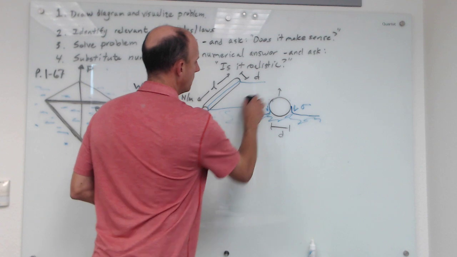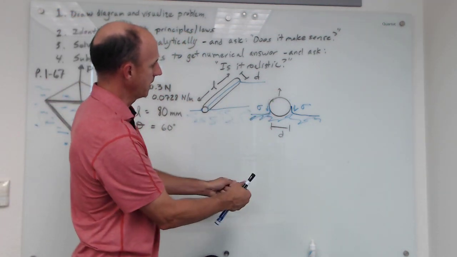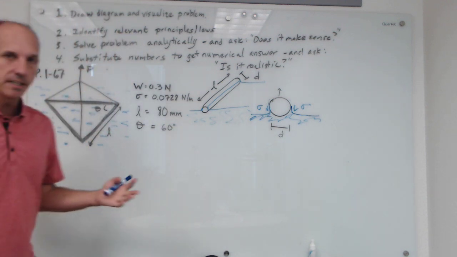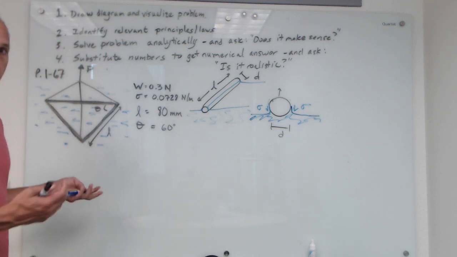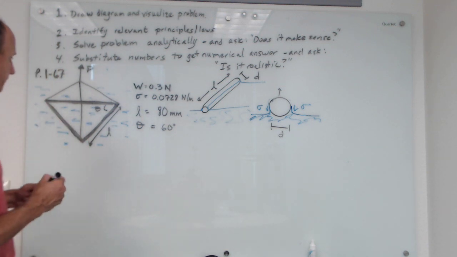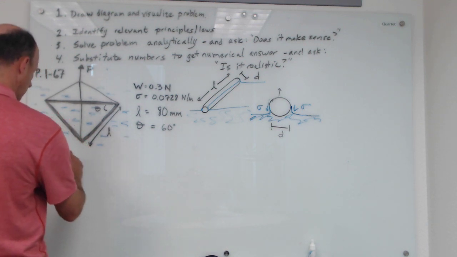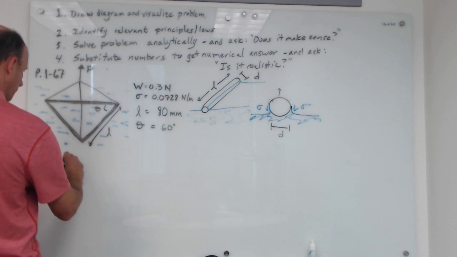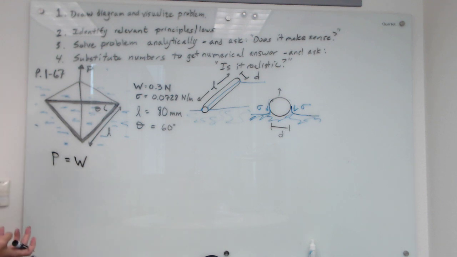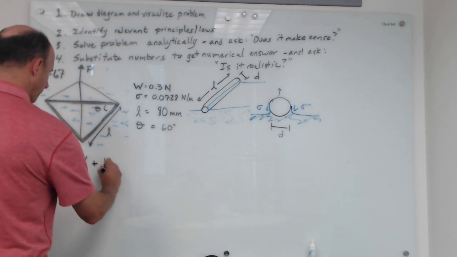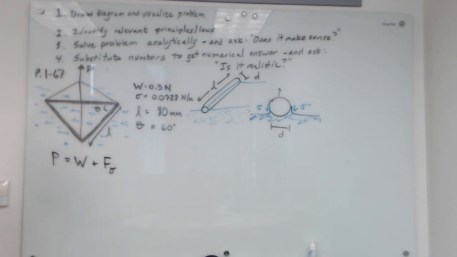So now I have a good sketch. I've got the rod being pulled up, and I've got surface tension coming down. Now I'm ready to write down some of the key concepts I need to solve this problem. The first concept is a force balance in the vertical direction. That means the force P acting upwards must be equal to the weight of the rod pulling downwards and also the force due to surface tension, which I'll write as F with a subscript sigma.